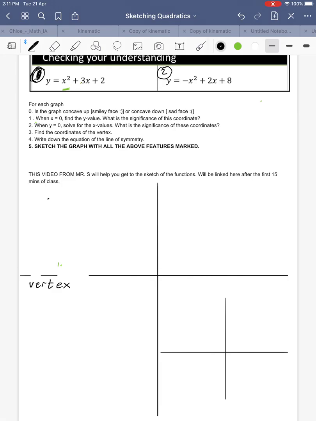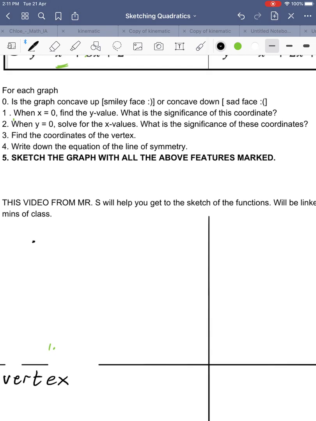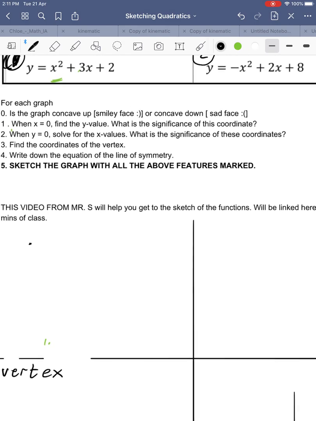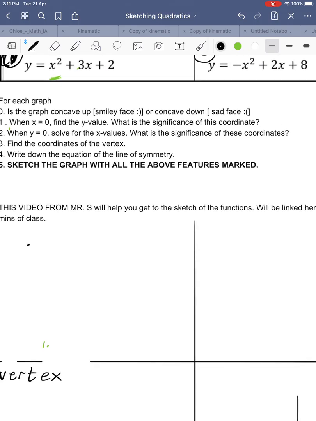Okay, so sketching our quadratics, we're going to go through step by step. Is the graph concave up, smiley face, or concave down? For this first part, we look at how many x squareds we've got. If we've got a positive x squared, then it's concave up. If it's negative x squared, it's concave down.